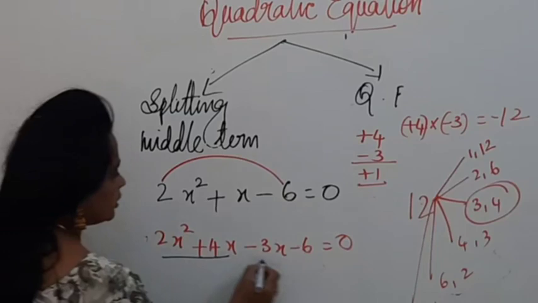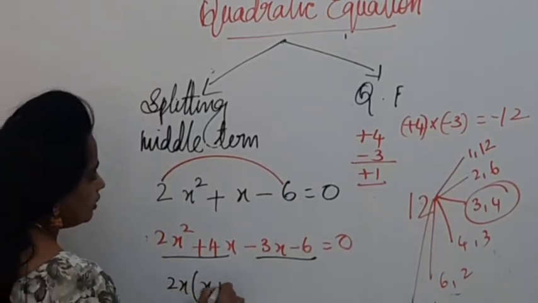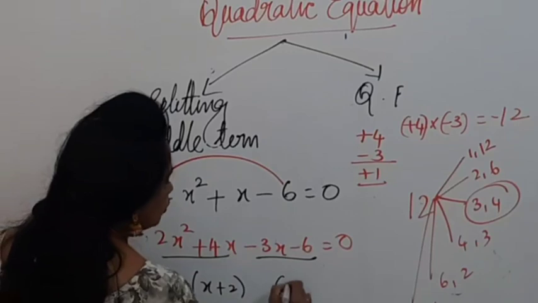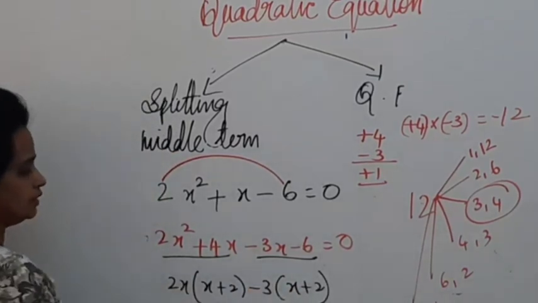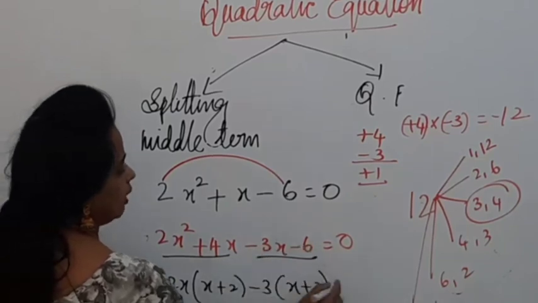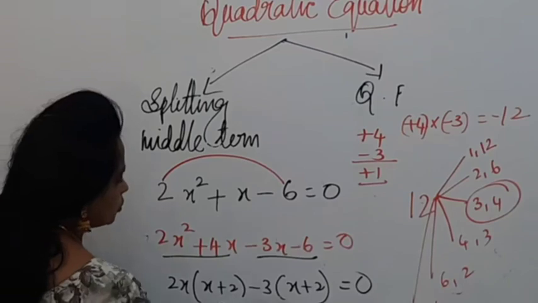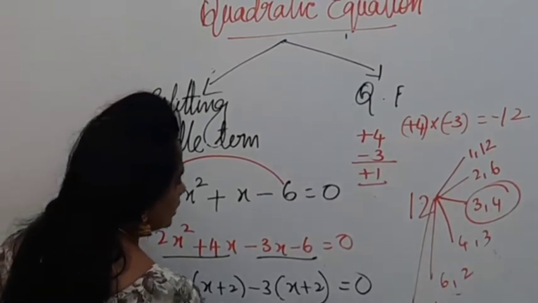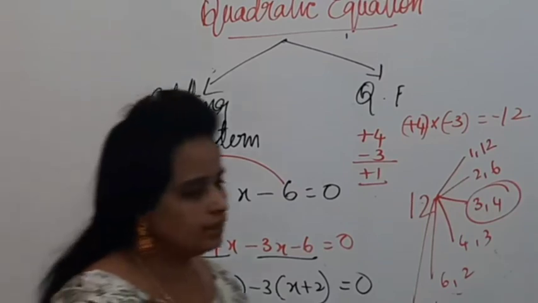So I group the terms; 2x is common here. So I'm left with x plus 2, and I told you should have your x plus 2. That means I have to take minus 3. So minus 3 into x is minus 3x, minus 3 into 2 is minus 6. That is equal to 0. So I'm left with x plus 2 into 2x minus 3 equal to 0. So I got the factors like this.